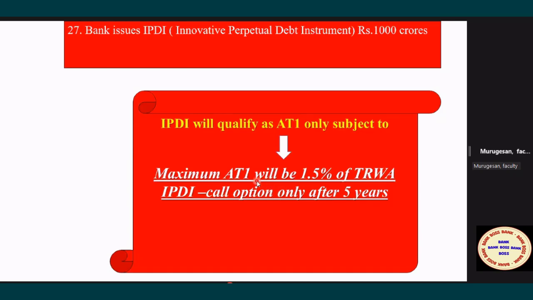Why are they not favoring this additional Tier 1? Because these are all perpetual, it's actually a long-time borrowing. So the Basel III guidelines do not encourage much of perpetual bonds to strengthen the capital structure. Agreed? So the same rule will apply.